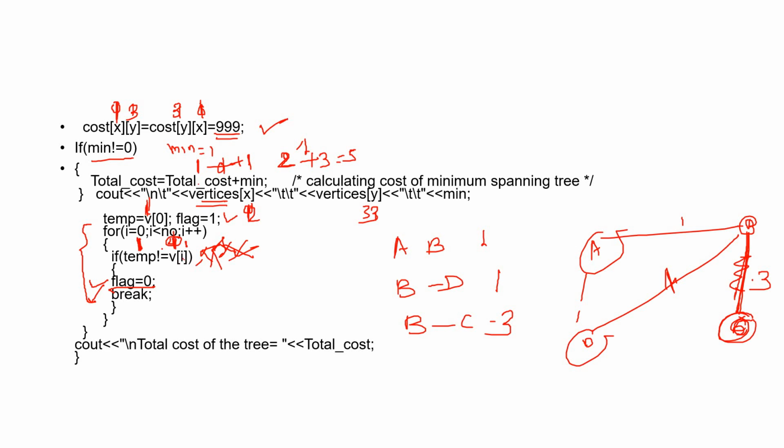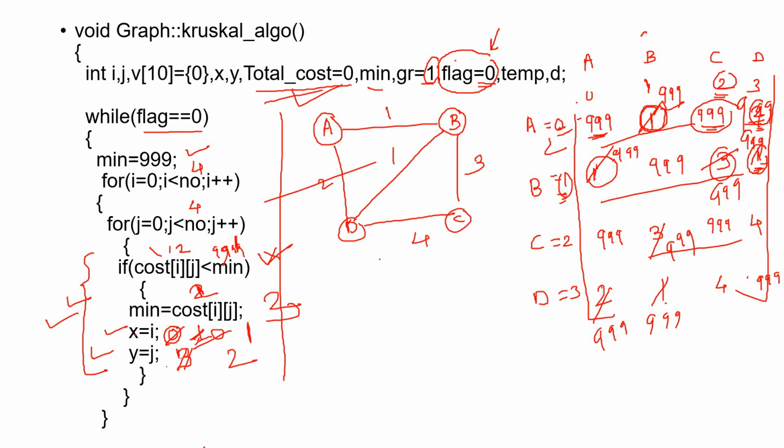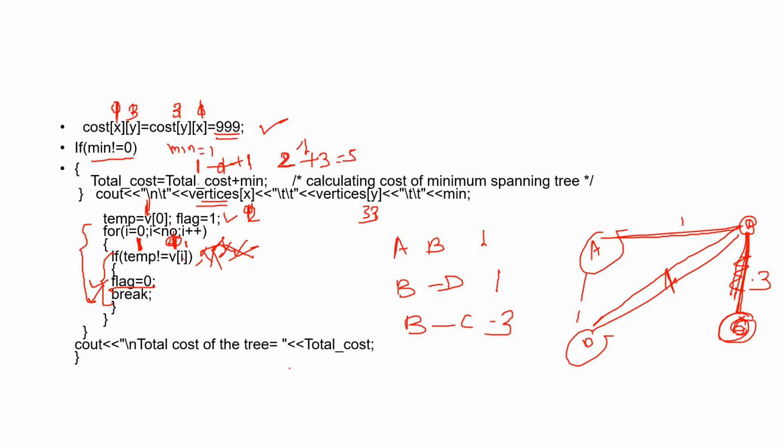Next v of 1 is also 1, condition is false. V of 2 is 1, condition is false. V of 3 is 1, condition is false. So every time the condition is false, which indicates that all the edges have been considered and no vertex remains to visit. All the vertices are visited. That's why flag will remain 1. So it will be outside the while loop, and here we are printing the total cost of the tree, which is total cost 5.